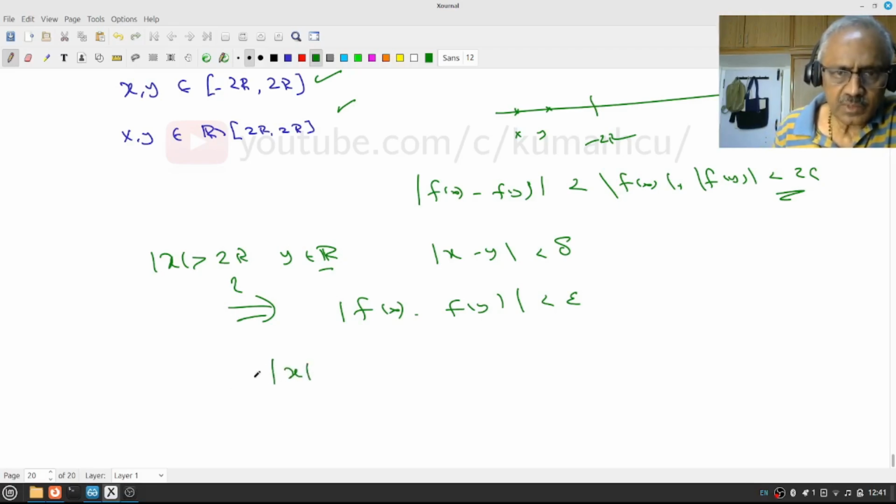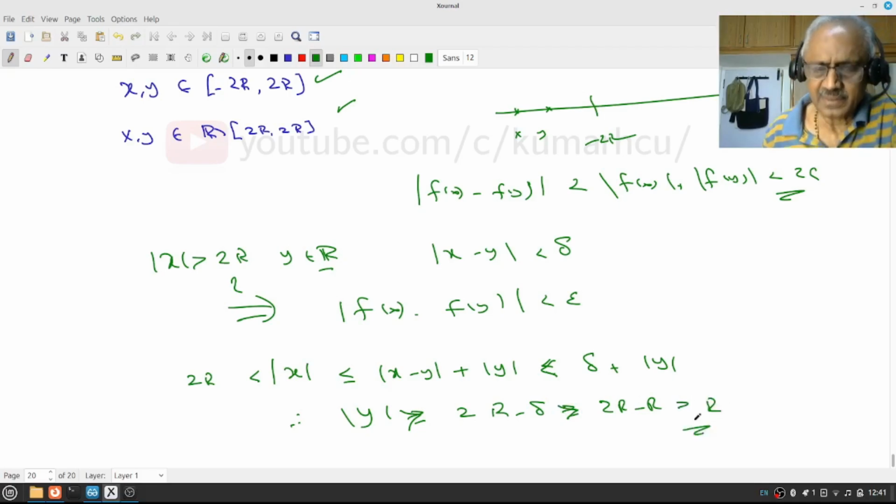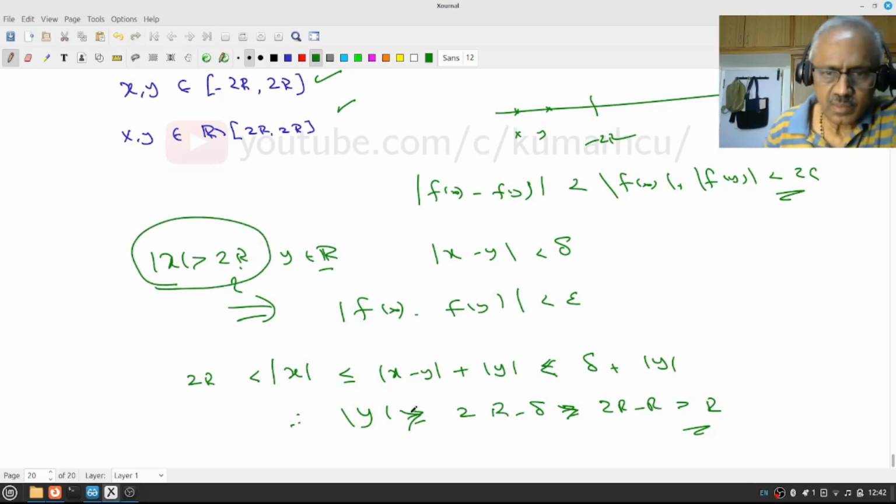2r is less than |x|, but |x| is less than or equal to |x − y| + |y|. But that is less than delta plus |y|. Therefore, |y| is strictly greater than 2r minus delta, but that is 2r minus r, which is greater than r. So |x| is greater than 2r, and |y| is greater than r.